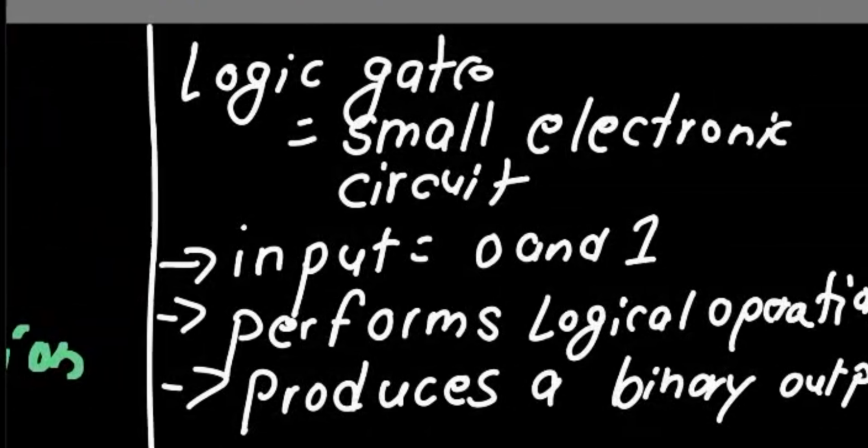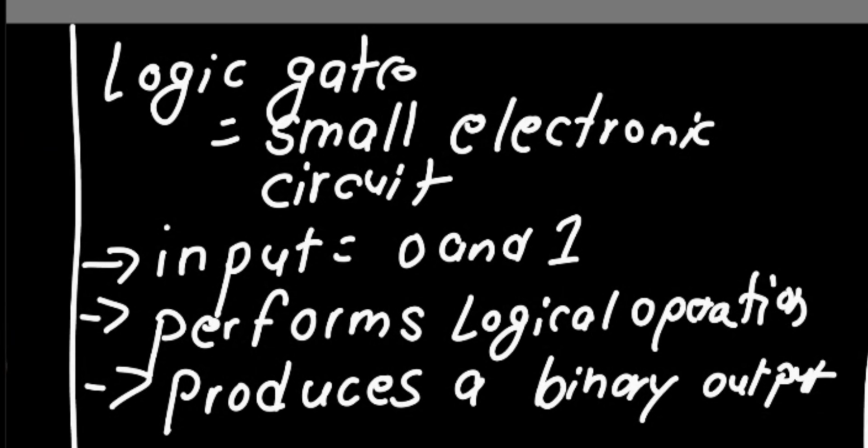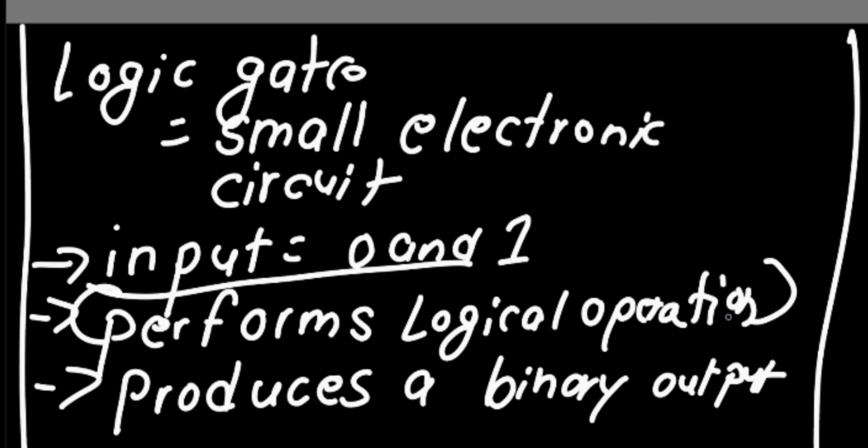So previously we learned about logic gates. Let's have a simple revision of what a logic gate is. A logic gate is a simple, small electric circuit that takes input 0 and 1, binary numbers, and performs a logical operation and produces a binary output. So it takes the input, it performs a logical operation, and according to the logical operation it produces a binary output.